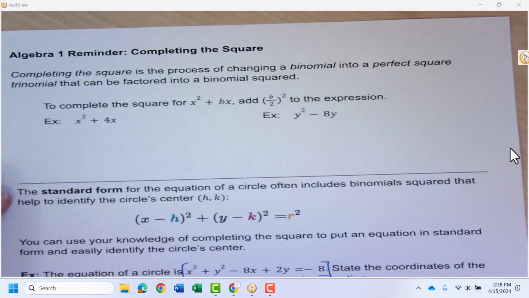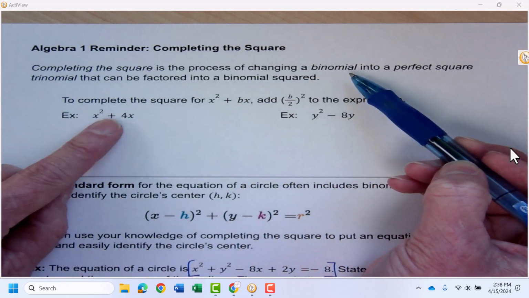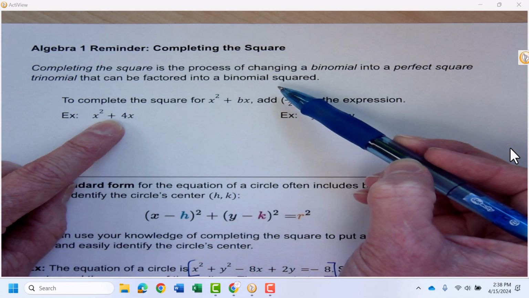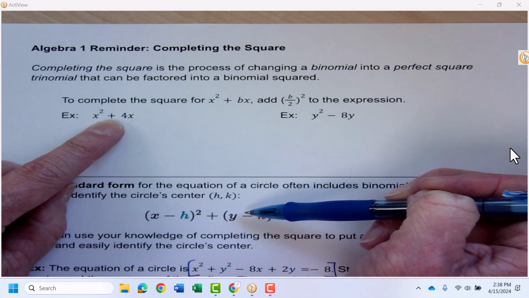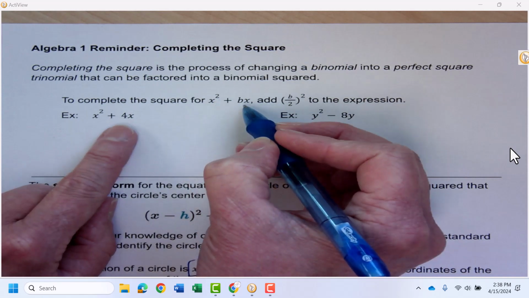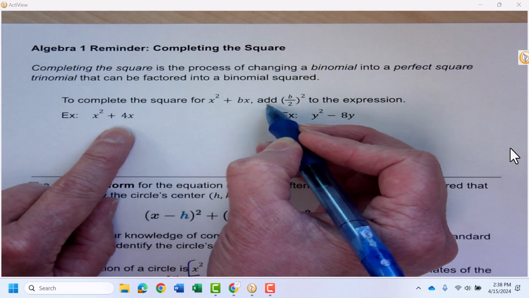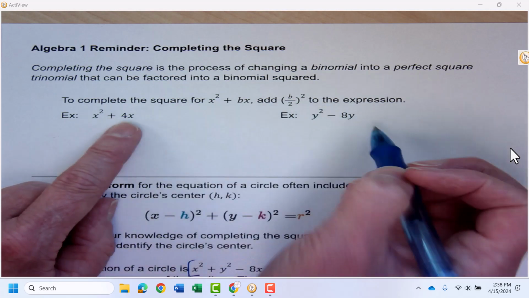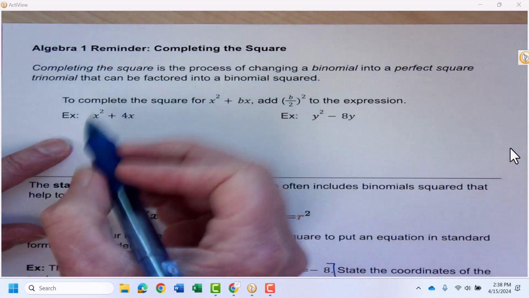At the top of the notes that I'm continuing on here, completing the square is the process of changing a binomial like this one into a perfect square trinomial so that it can be factored into a binomial squared, like the things that we'll need in standard form for the equation of a circle. To complete the square, if I have an x squared term and an x term, I just need to add on one more term. And that one more term that I'm adding on is half of whatever b is, squared. So let's do it a couple of times just so we can see how that's done, and then we'll use it. So here I have a binomial.